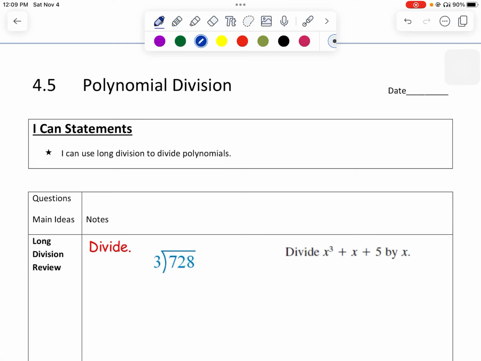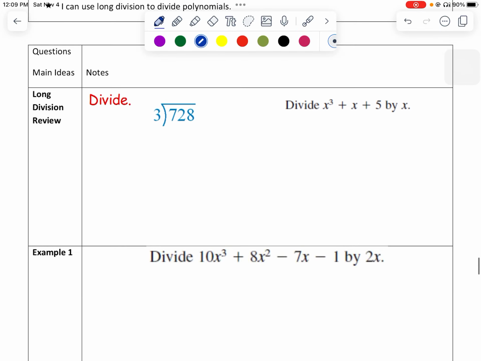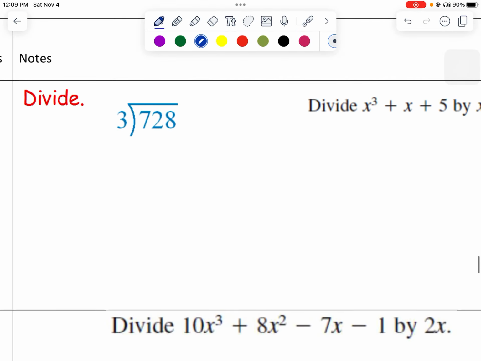We are going to talk about polynomial division today. Polynomial division can be done two ways, by using long division and then synthetic division. I will show you both and then you can decide. First, just a review of how long division works.